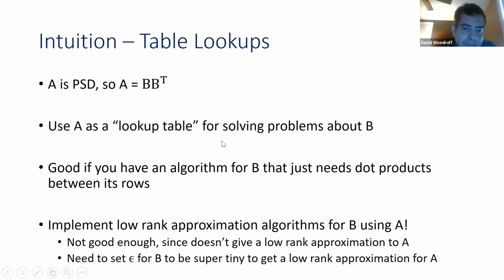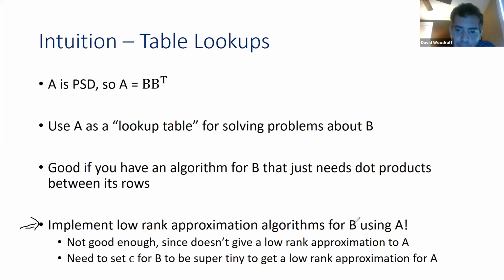Okay, so the point here is you can implement a low-rank approximation algorithm for B using A, and you might think, well, that's great, right? Because the best low-rank approximation to B, if I had 0 error, has the same span. The right factor is the same as that for A, and so I would get a low-rank approximation to A. The end. I'm done.